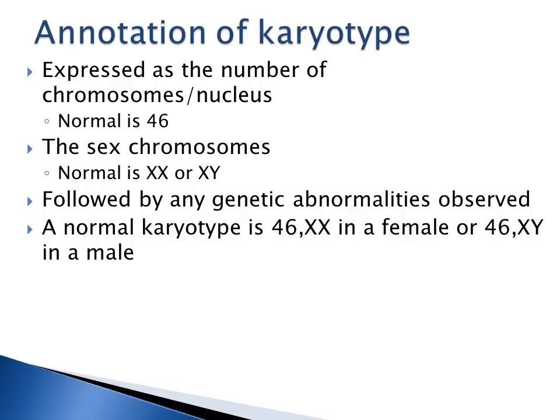So if you remember from previous lectures, the chromosomes are looked at by a method called karyotyping. And karyotypes of chromosomes are annotated in a very specific way. So they're expressed as the number of chromosomes per nucleus, and normal is always going to be 46, as well as the sex chromosome, where you're either going to have XX or XY, followed by any genetic abnormalities that are observed after karyotyping. So a normal karyotype would be 46,XX in a female, or 46,XY in a male.